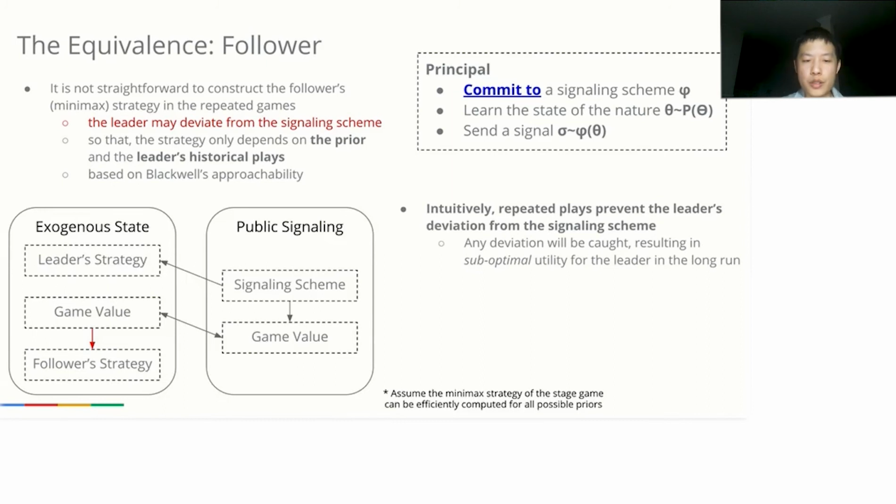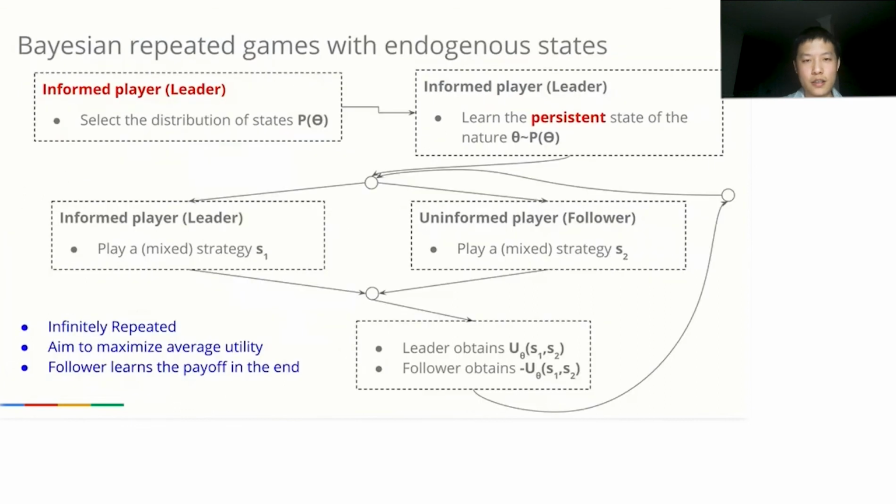In addition, we also made this equivalence algorithmic. We already showed you how to construct the leader's strategy from the signaling scheme, and we also showed you that their game values are in fact the same. In the paper, we further showed how to construct the follower's strategy efficiently from the game value. Okay, this wraps up our story for the Bayesian repeated games with exogenous states. Next, we are going to look at Bayesian repeated games with endogenous states.